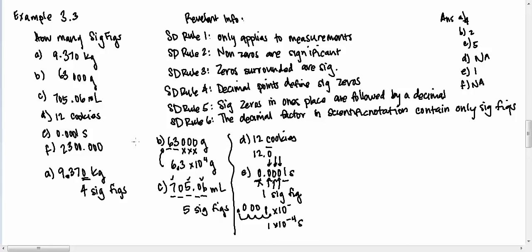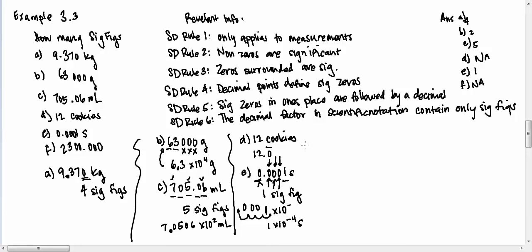And I apologize for number E, or I'm sorry, C. I didn't write it in scientific notation. Let me go do that right now. This would be 7.0506 times 10 squared milliliters. Because if I want to make my scientific notation look like the one above, I need to move that decimal place 2 times to the right.